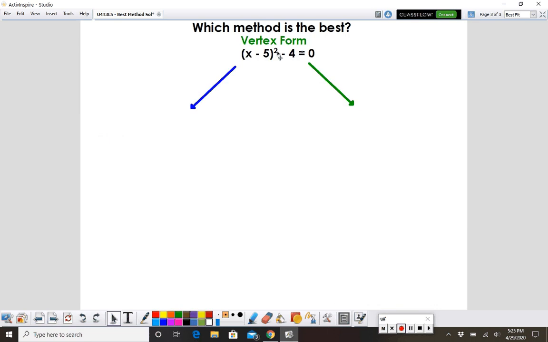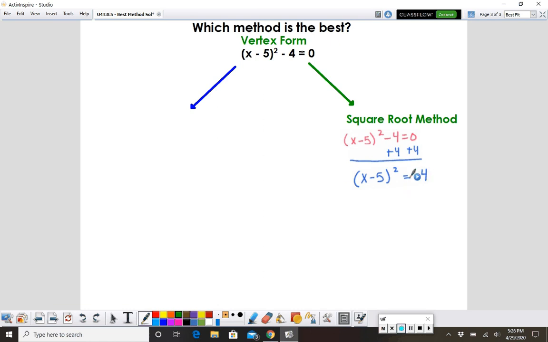So the other method that we're going to talk about is if we have a vertex form equation. Now when you have vertex form, the easiest method for you to use is your square root method. In order to use your square root method, remember you have to have a quantity that's squared because the square root and the squared are going to cancel each other out. So when you use your square root method, you need to get all the value other than the squared value on the other side of your equation. So we're going to add 4 to both sides here, and we're going to be left with x minus 5 squared equals 4.